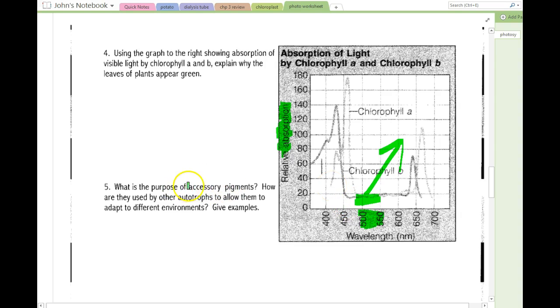Accessory pigments are other pigments besides chlorophyll to allow the plant to absorb as many different wavelengths of light as possible. So there are other pigments, carotenoids, xanthophylls, the stuff that makes leaves yellow or orange. Chlorophyll is not the only pigment. So accessory pigments help maximize the amount of light that the plant can absorb and use for energy.